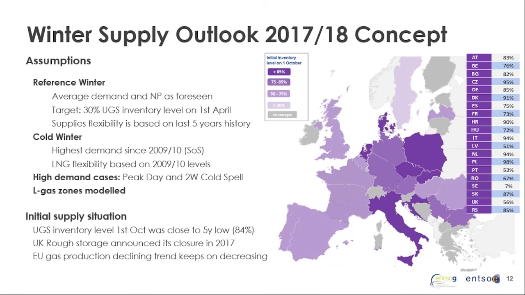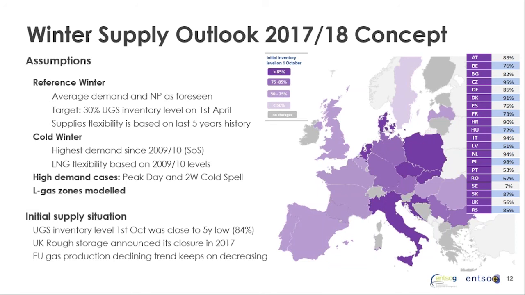On the cold winter case, we look at the highest demand since the 2009-2010 winter, which was defined for the SOS, the Union-wide SOS simulation, done this year, 2017, for the first time in parallel with the winter supply outlook. We also allow higher LNG flexibility, as observed since the 2009-10 levels. Finally, on top of this, we also look at the high demand cases, which are the peak day and the 2-week cold spell. For the first time this year, it's also important to remember that L-gas zones have been modeled.